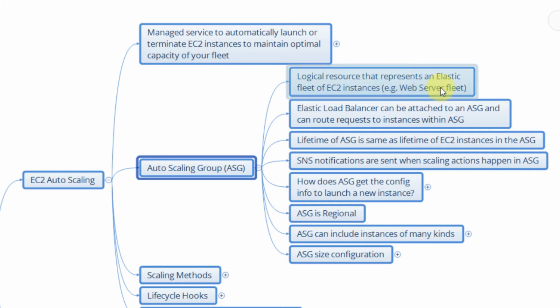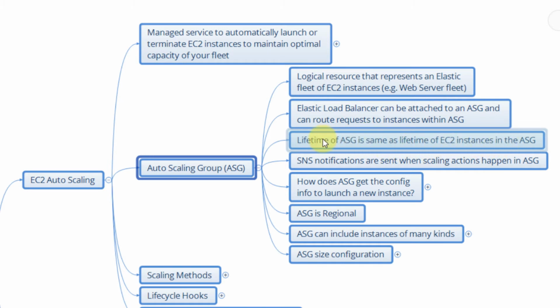For example, it could be a web server fleet or it could be an application server fleet. The elastic load balancer can be associated with an ASG and it routes requests to instances within the ASG. And as the ASG size evolves, the ELB automatically takes care of routing requests. Note that as long as the ASG resource is around, all the instances in it are around.